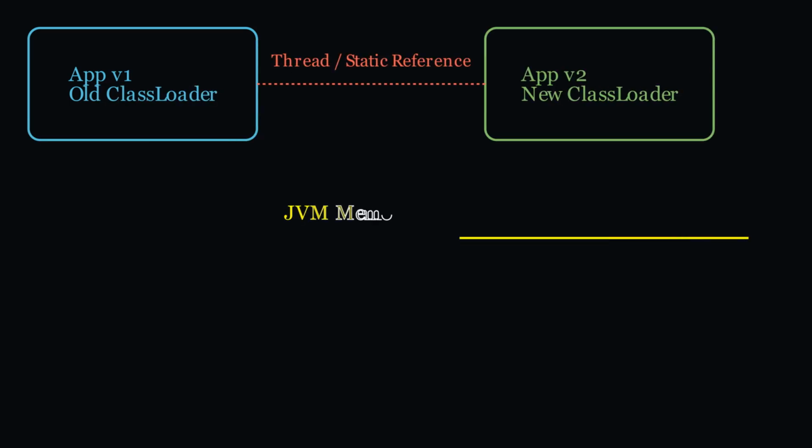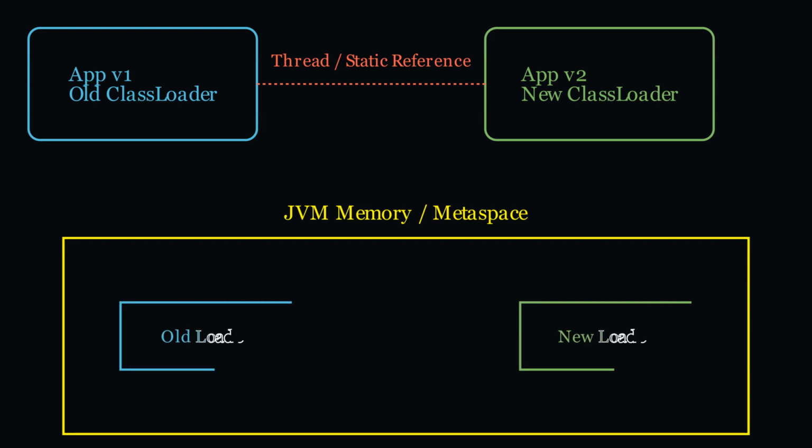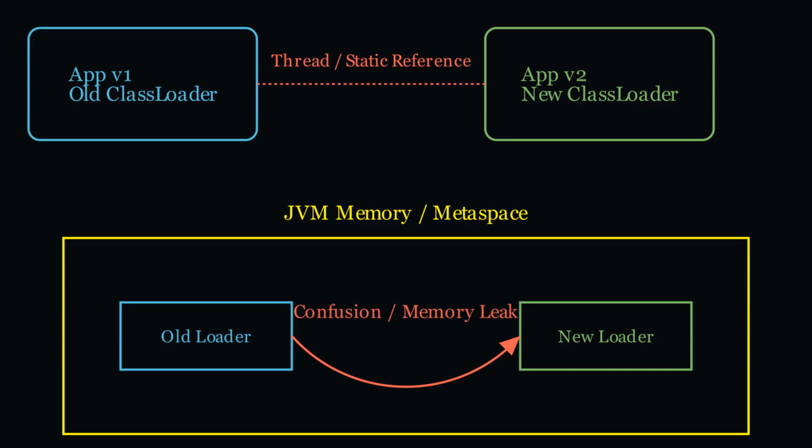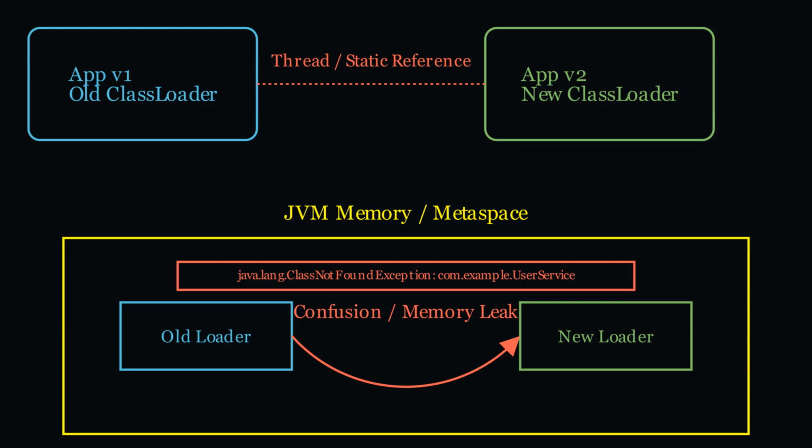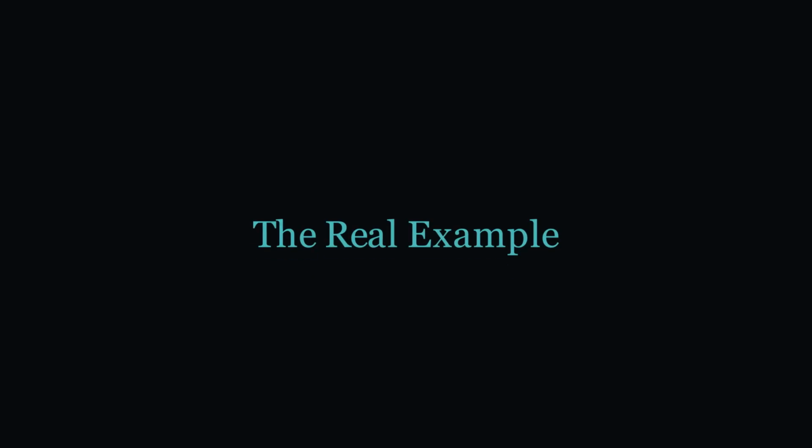Now, when your app runs again, there are two librarians, one old, one new, and both have different versions of your class. If the new JVM code accidentally talks to the old librarian, it might ask for a class that no longer exists in that scope. That's when you get the dreaded ClassNotFoundException, com.example.userService. The class is there, but the JVM can't see it anymore because it's looking through the wrong lens, the wrong ClassLoader.